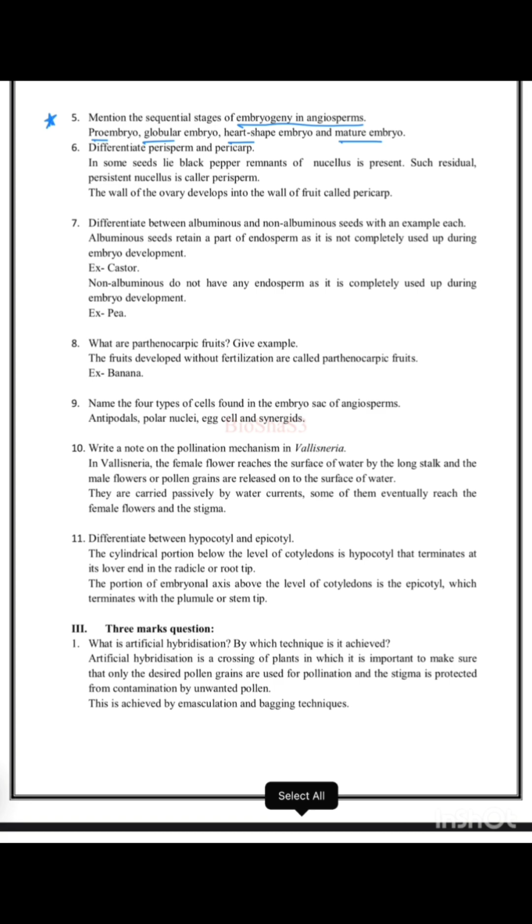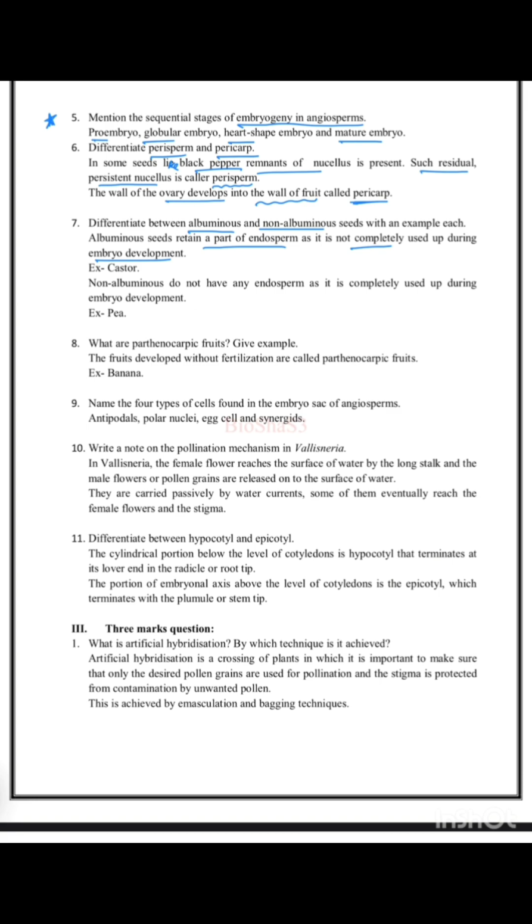Next question. Differentiate perisperm and pericarp. In some seeds like black pepper, remnants of nucellus are present. Such residual persistent nucellus is called the perisperm. The wall of the ovary develops into the wall of fruit and this fruit wall is called the pericarp. Differentiate between albuminous and non-albuminous seeds with example. Albuminous seeds retain a part of endosperm as it is not completely used up during the embryo development.